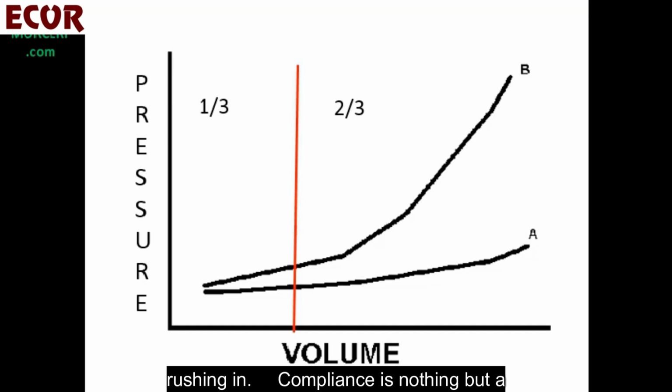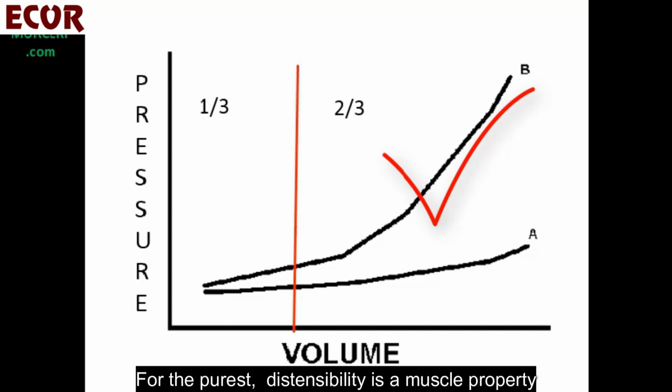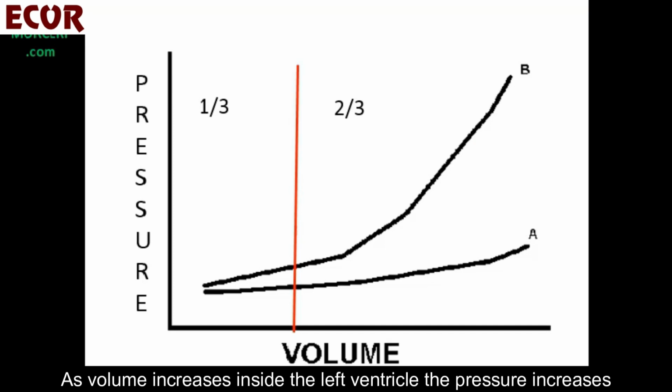blood is rushing in. Compliance is nothing but a pressure-volume relationship of a container, the left ventricle. For the purist, distensibility is a muscle property, compliance is a container property, and stiffness the whole property. As volume increases inside the left ventricle, the pressure increases.